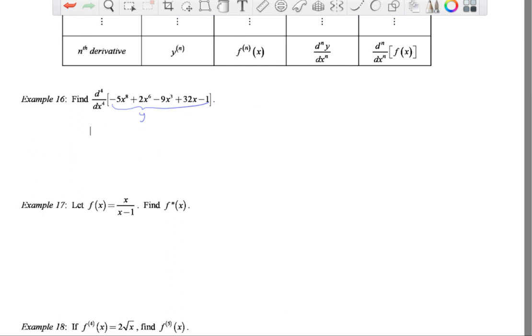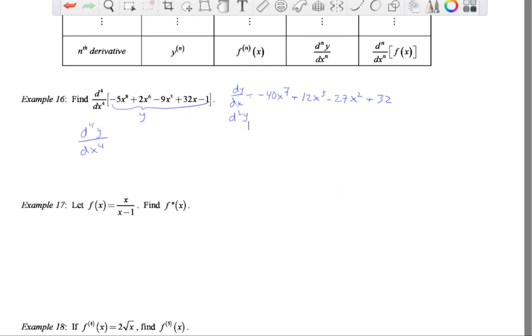So then what we're going to be finding is the fourth derivative of y. We just need to write it out and go through it step by step. So the first derivative is, we're just going to use the product rule over and over again. So we have negative 40x to the 7th plus 12x to the 5th minus 27x squared plus 32. And that constant's going to 0.